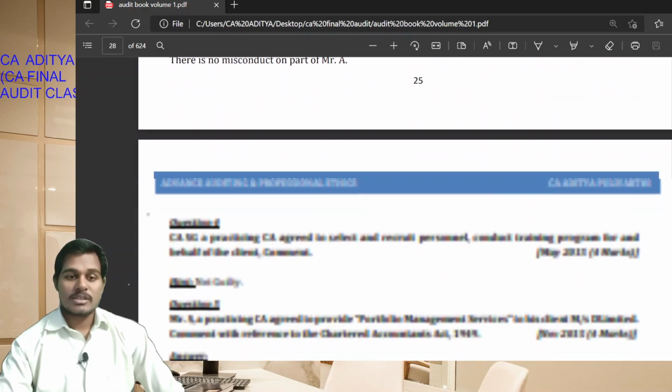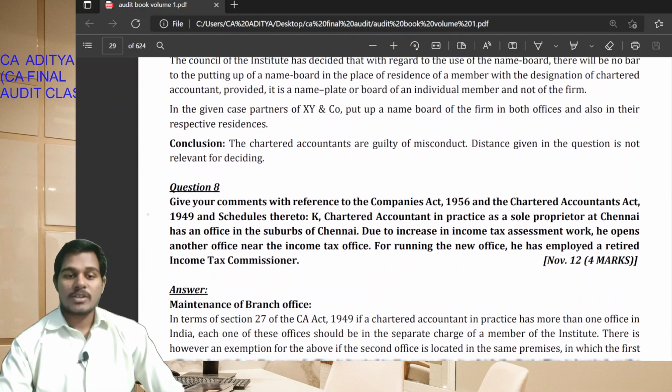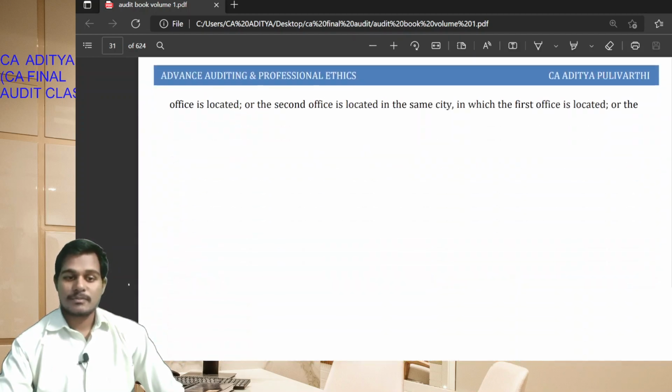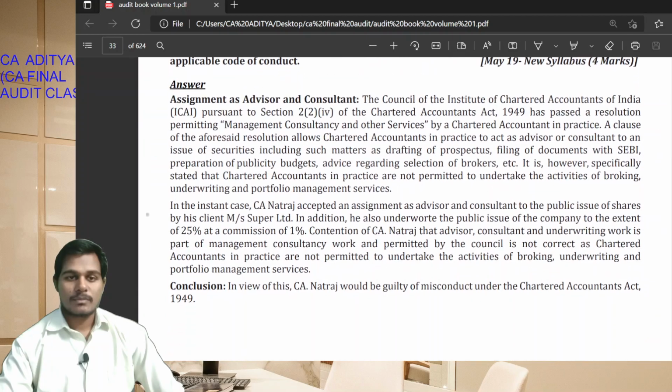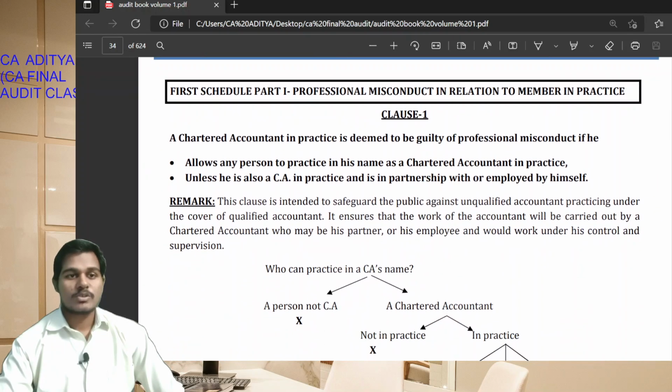Okay, students, let's see clause 1 of Part 1 of the First Schedule to the Chartered Accountants Act. First Schedule, Part 1: professional misconduct in relation to members in practice. See, students, Part 1 of the First Schedule covers professional misconduct in relation to members in practice. In that, clause 1 means clause 1 of Part 1 of the First Schedule to the Chartered Accountants Act.